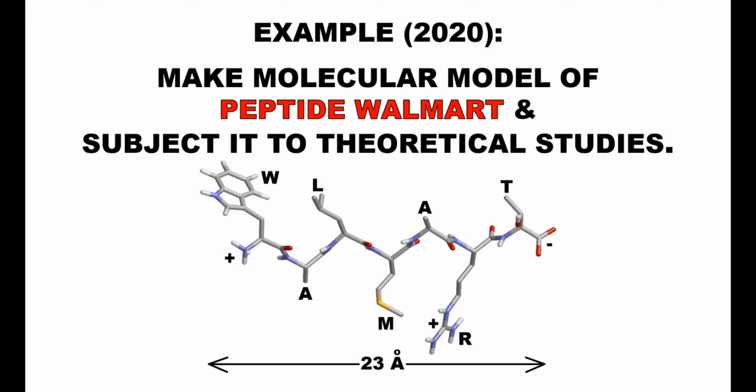Continuing to the right and moving up, we have the letter L representing the amino acid leucine. Continuing to the right and down, we have the letter M representing the amino acid methionine. Continuing to the right, again, we have another alanine, the letter A. Continuing further to the right and down, we have the letter R representing the amino acid arginine. And finally, on the right-hand end, we have the letter T representing the amino acid threonine. The size or length of this model is 23 angstroms, or 23 times 10 to the minus 10 meters, or 2.3 nanometers, which places this model and also peptide Walmart in the realm of nanotechnology.